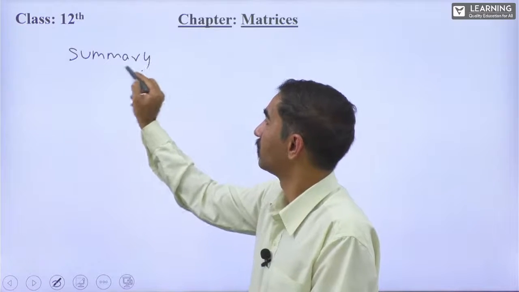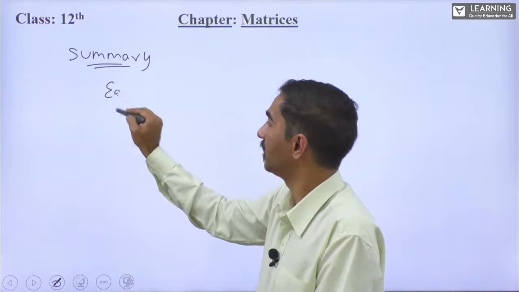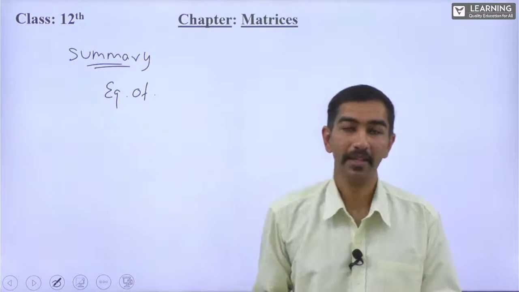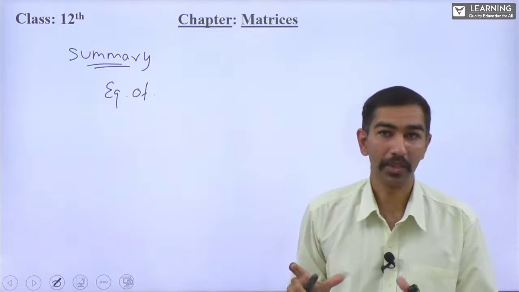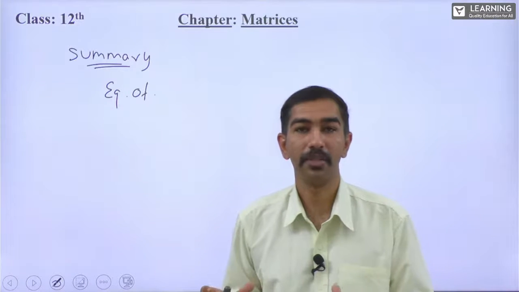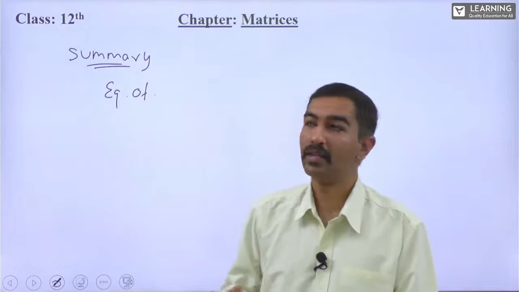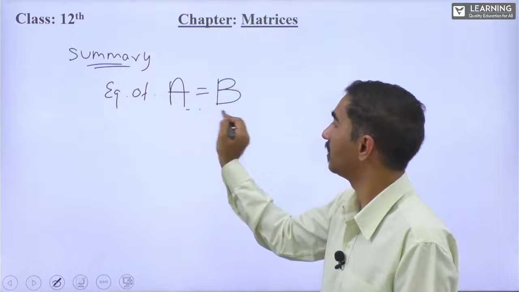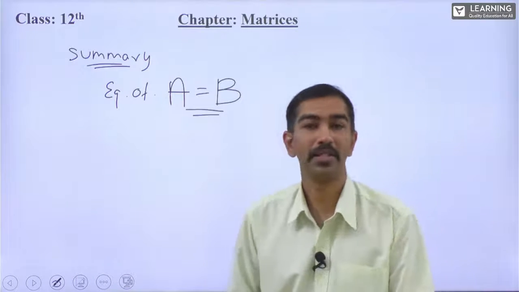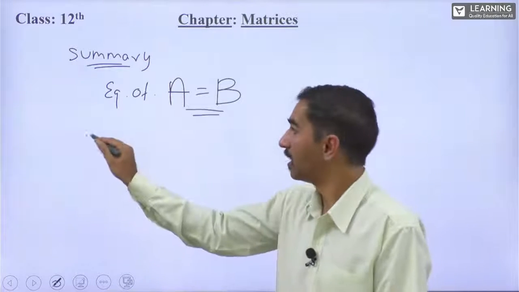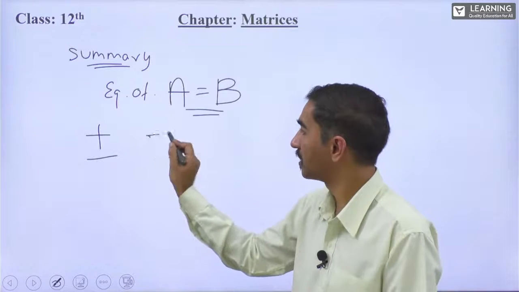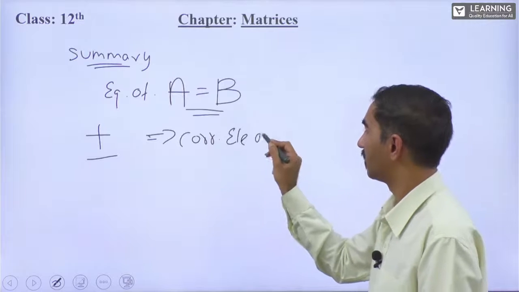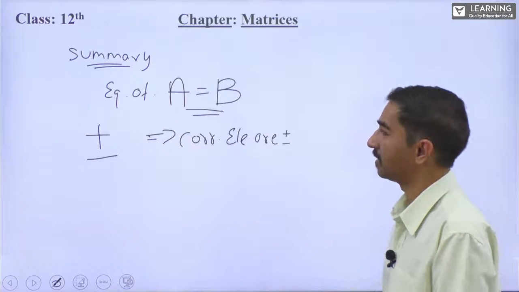So basically we started with what? Equality of matrices. So what is equality of matrices? If two matrices are taken, the orders of the two matrices must be equal to each other, as well as the elements of both the matrices must be equal to each other. Then we can term those matrices as what? Both matrices are equal to each other, A equals B. Apart from that, we saw the operations on matrices. Addition of matrix, subtraction of matrix. How is it done? Corresponding elements are added and subtracted.